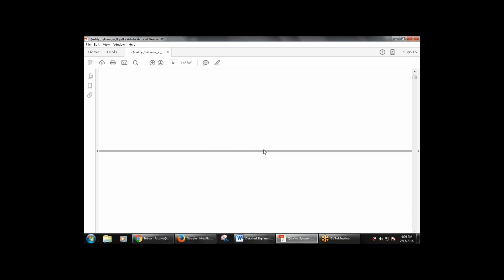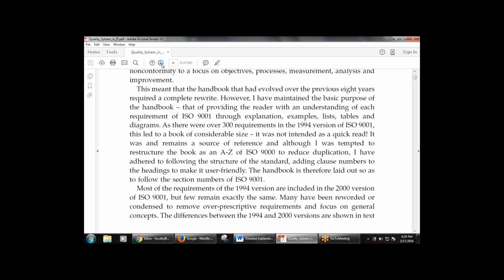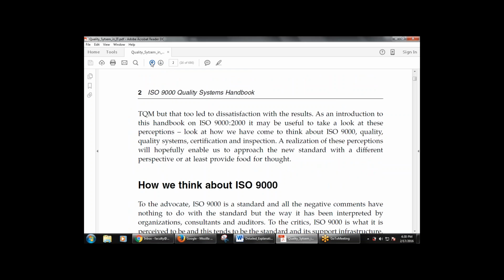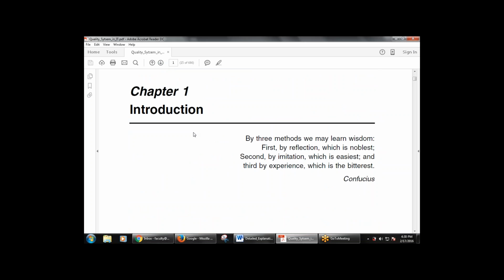So we will keep this. We can say that we will carry out this PDF very quickly, because these are the basic concepts. So chapter number 1, that is the introduction.